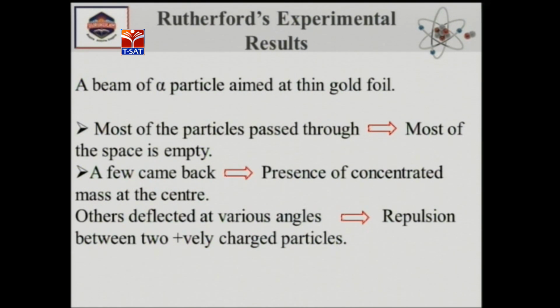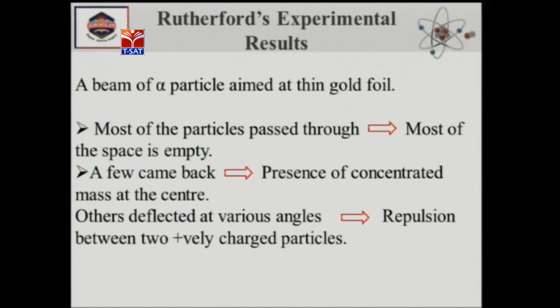And the third one, some are deflecting at various angles. That means, as Rutherford concluded, there is repulsion between positive and positive charge. In the video we saw the nucleus is positively charged, and in the same way alpha particles are positively charged. We know positive charges repel each other. As a result, they are deflecting at some angles.